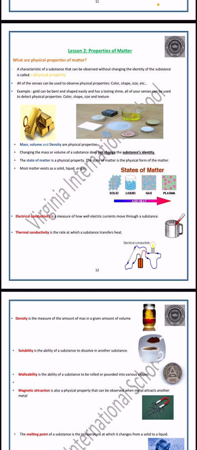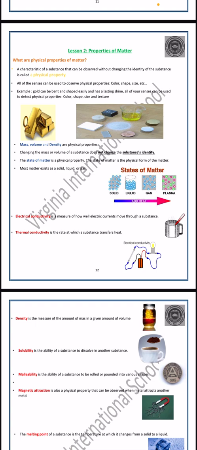a chemical property. If it's physical, this is talking about the outer appearance, the color, the shape, the size, and all the things that cannot change the identity of the matter. This is called the physical property. So, if you can observe the property of the matter through your senses, which means you can see it, you can touch it, you can smell it, then this is a physical property and not a chemical property.